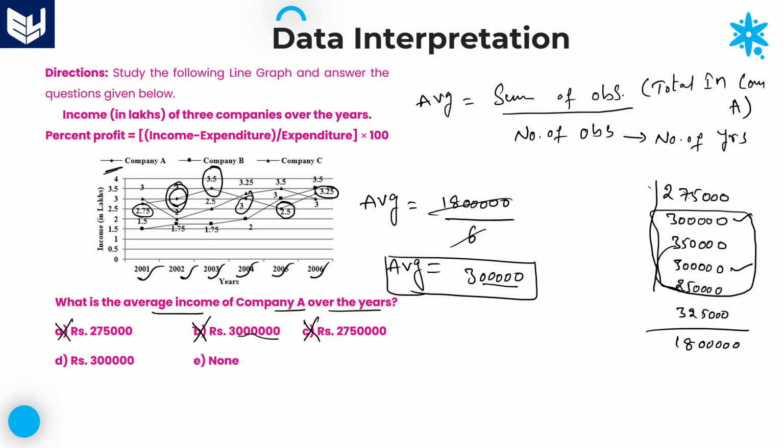You can eliminate option B as well. Therefore, your required answer is 3 lakhs. Option D is the right answer for this question. Here 3 lakhs is the right answer.